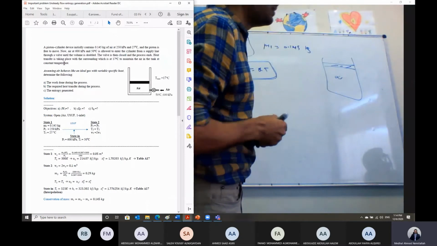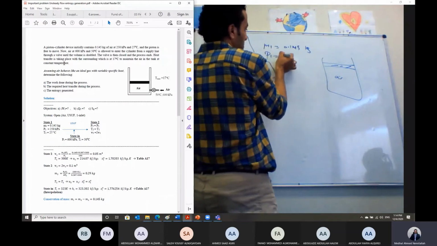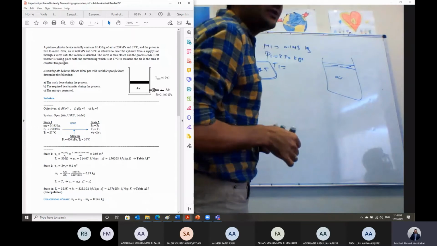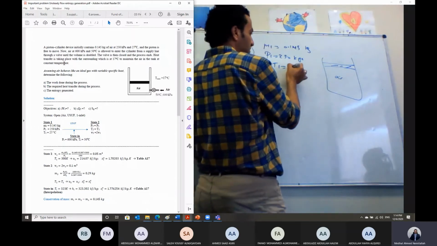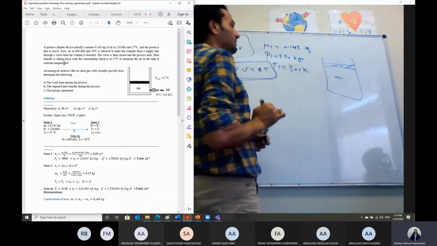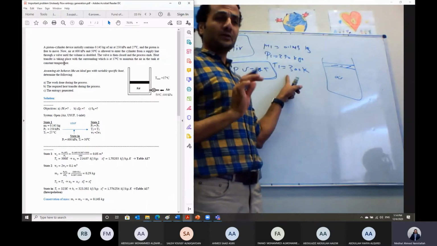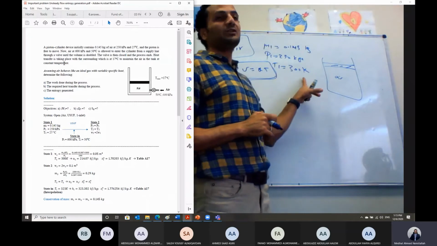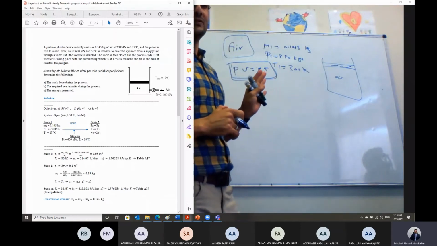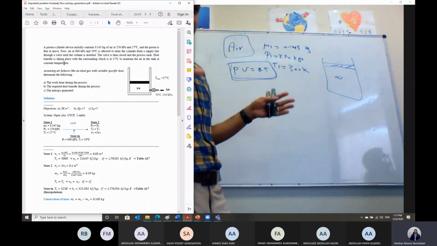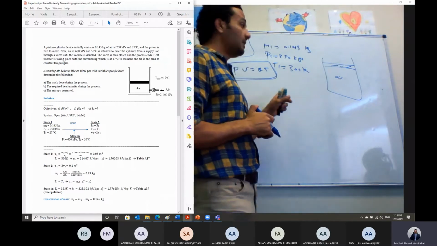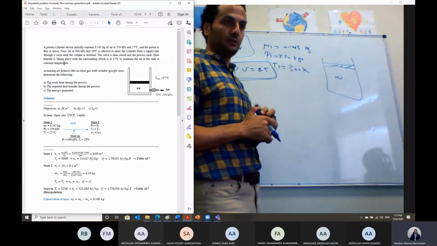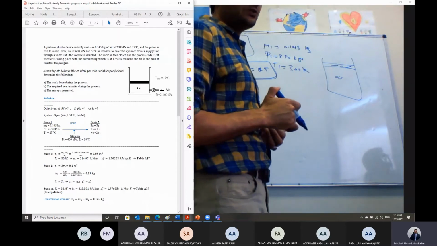Existing at pressure P1 equal to 250 kilopascal, and the temperature T1 is equal to 27 degrees C, which is 300 Kelvin. Okay. Please also, starting from the beginning of any problem, just convert any degree C to Kelvin. So when it comes to substitution, you will not have to remind yourself whether to use Kelvin or degree C. Just make it Kelvin by default. That can solve any issue.